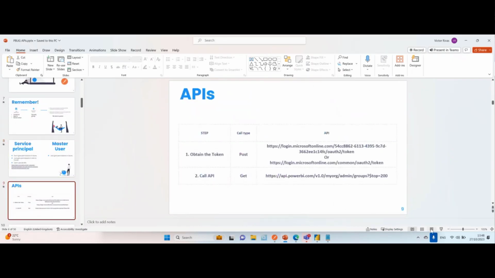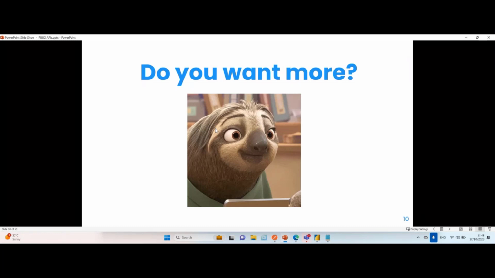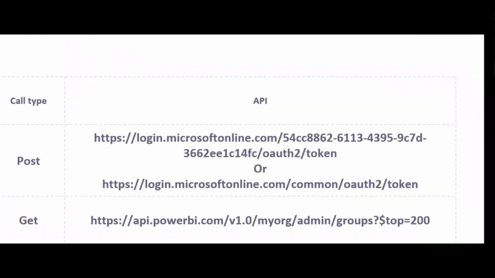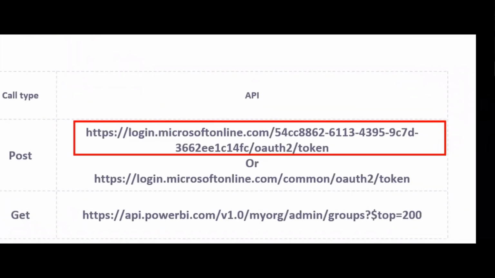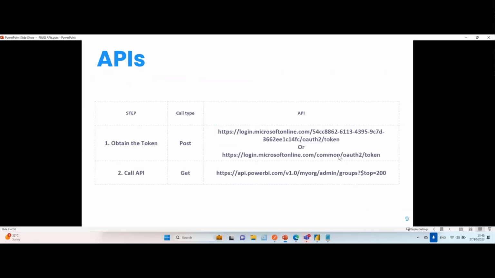So as a recap, to call the APIs, it can be any API. You can get the token either as a service principal, and you can tell that this is the service principal because we have the tenant ID, or as a master user, and you know that it is a master user because here we have common. Once you have the token, you can use it as an authorization to call the other API.